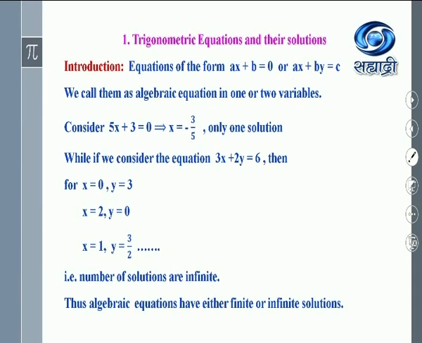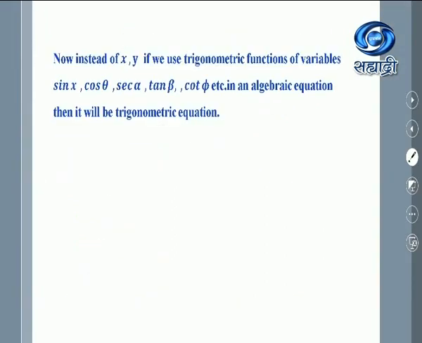You may replace this x by cos of beta, or you may replace y by tan of gamma. So here, these variables we are replacing by the trigonometric functions of the variables, say sine x, cos theta, sec alpha, tan beta, cot phi, etc. Remember, here alpha, beta, gamma, theta, phi, all these are the variables.